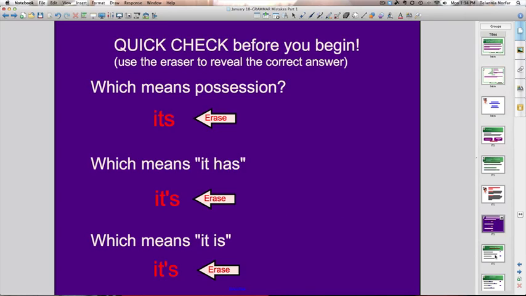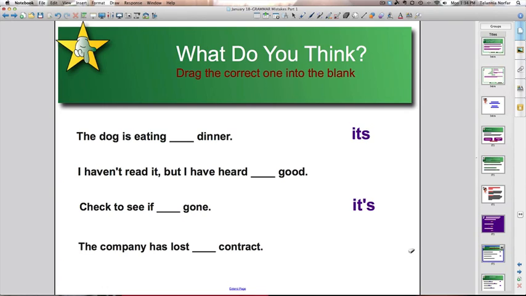Okay, let's keep going. What do you think? Drag the correct one into the blank. Again, read each sentence and drag which one you think it is into the appropriate blank. Pause the video until everyone has filled in which one it is, and actually have your spokesperson go up and move them. And then we'll look at the answer.